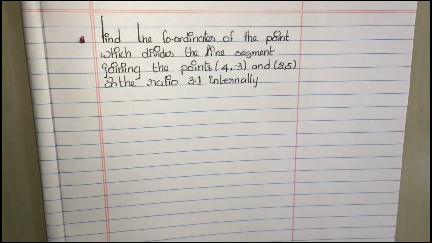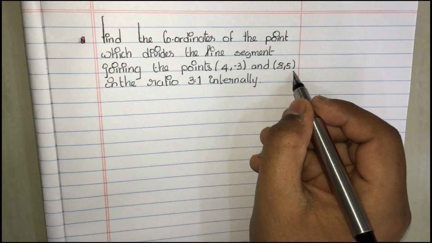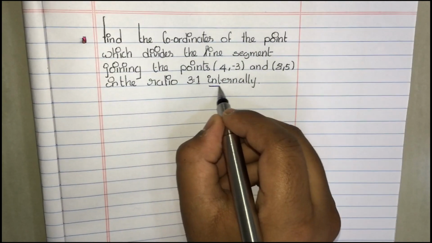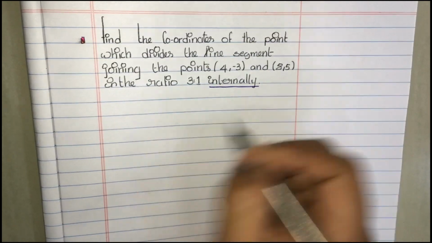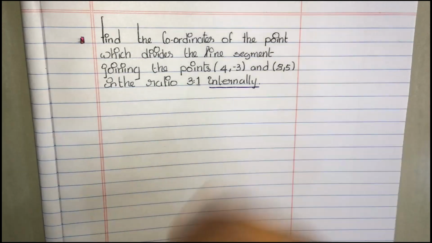Okay, now let's approach this question. Find the coordinates of the point which divides the line segment joining the points (4, -3) and (8, 5) in the ratio 3:1 internally. So we should use the section internal formula here.